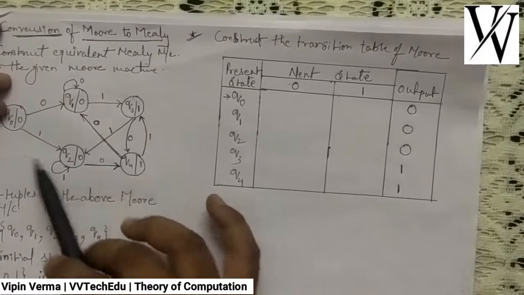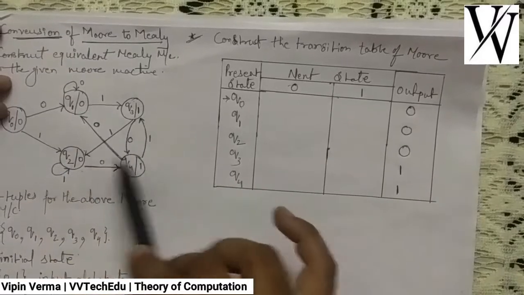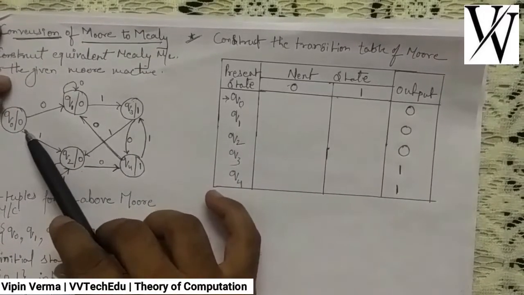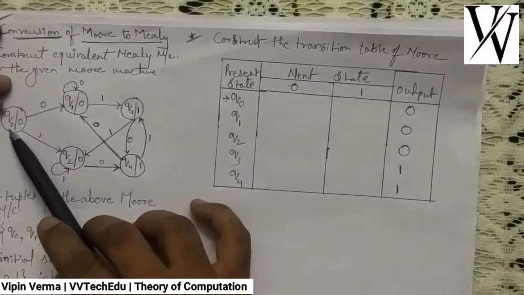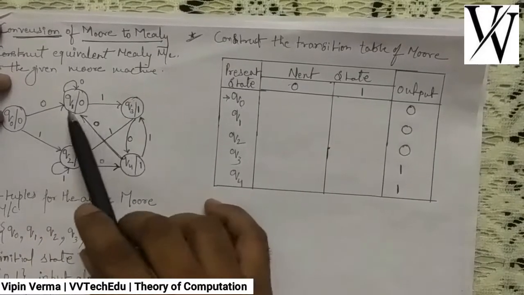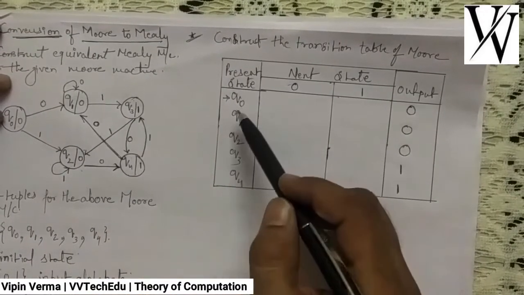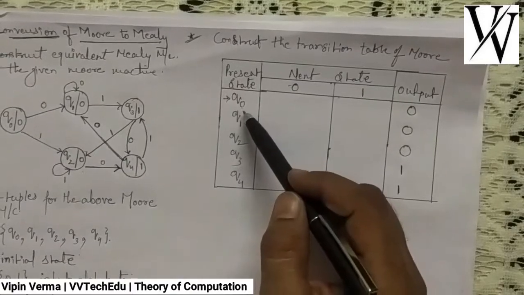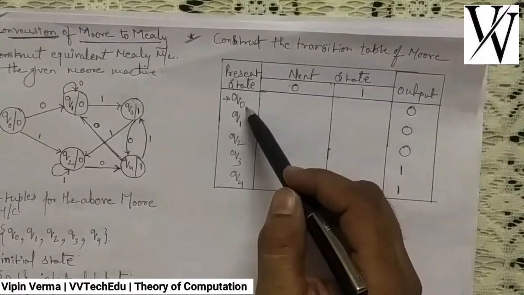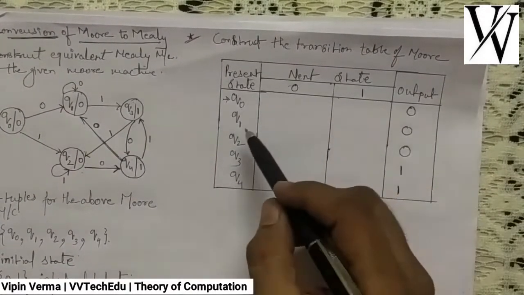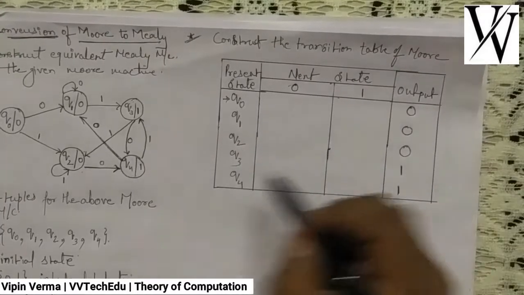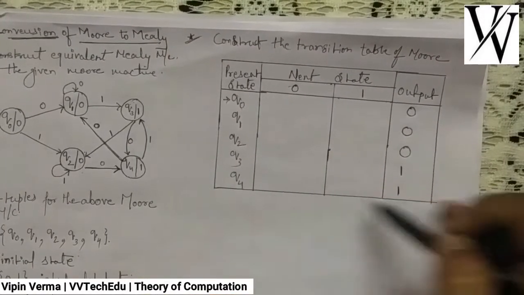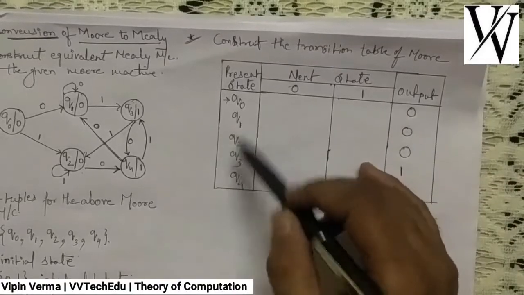Actually in a Moore machine, the outputs we specify, the representation says that the output is represented with the state. So we can see here, the Q0 state has output 0, Q1 state has output 0, Q2 is 0, Q3 is 1, Q4 is 1. So these are the corresponding outputs of the present states.